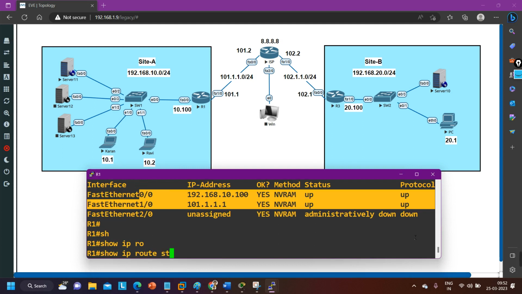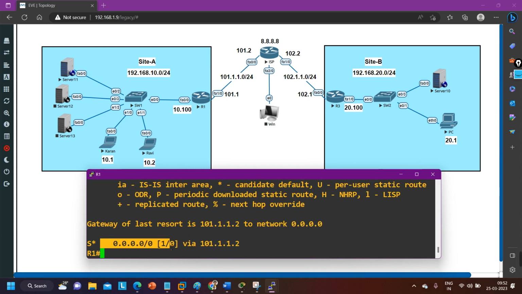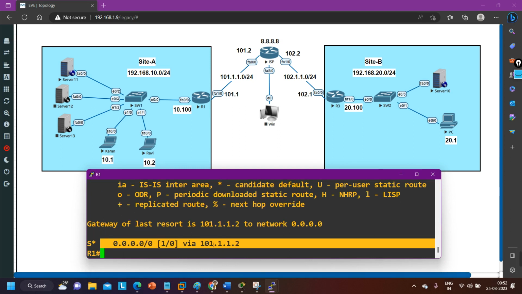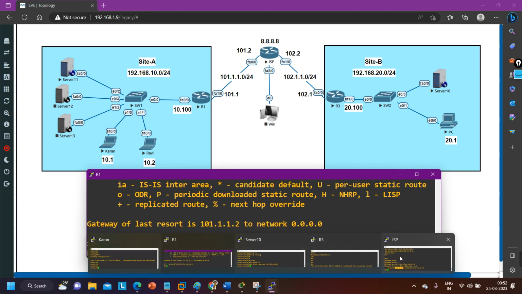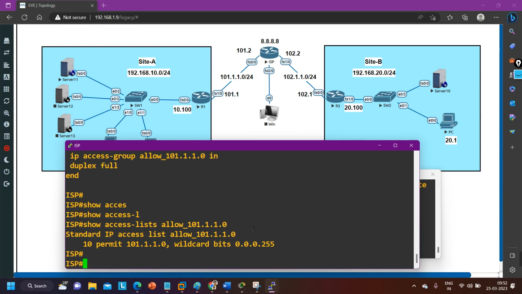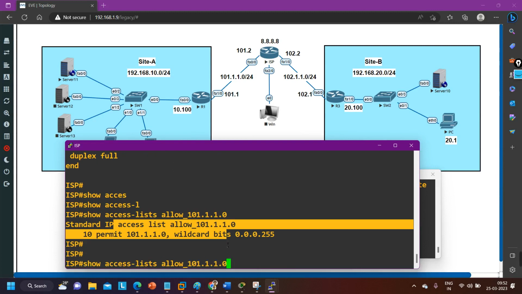So IP route static. Have I configured any route? Let me check. Yes, a default route is available there, and the next hop IP address is, you can see, my global IP address. Yes or no? This IP address is running on the ISP router. Okay, let me take you to the ISP router if you want to check the configuration of the ISP. Here you can see an access list is enabled on F0/0 also, and on 0/1 also, I think on F1/0.